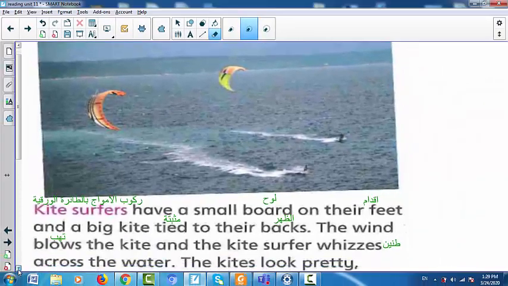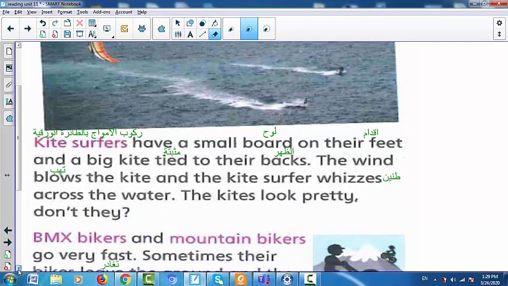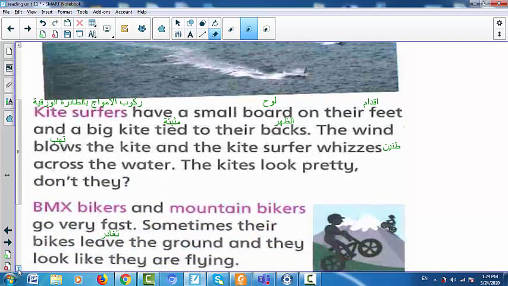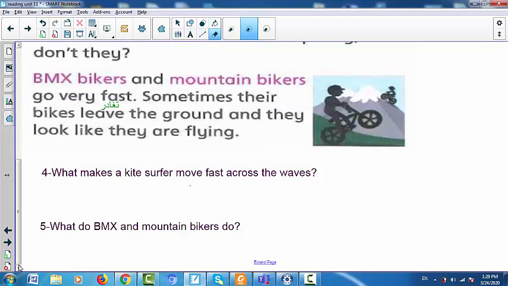Now let's move on to talk about other sports. Kite surfers have a small board on their feet and a big kite tied to their backs. The wind blows the kite and the kite surfer whizzes across the water. The kites look pretty, don't they? BMX bikers and mountain bikers go fast. Sometimes their bikes leave the ground and they look like they are flying.